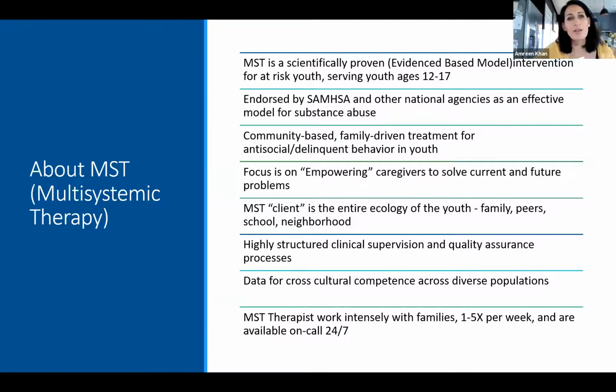So we have not only regular traditional supervision, but also weekly supervision consultation with an expert based out of the MST Institute. And MST has cross-cultural competence data across different diverse populations, and the therapists work very intensely with families 1 to 5 times a week and are available on call 24/7.